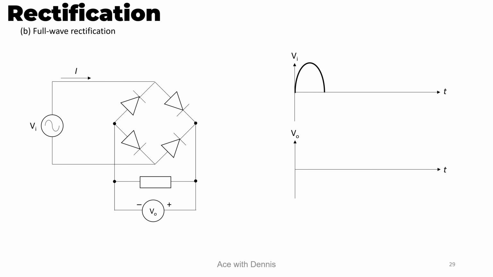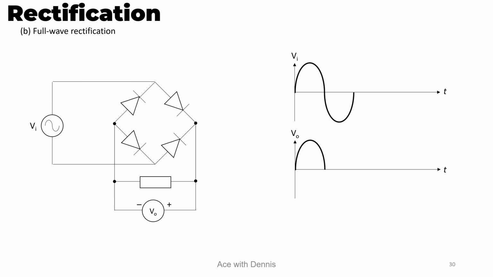So here's how the waveform looks like when the input voltage is in the positive cycle. So the current will flow through in this direction. First, pass through these diodes, and then flow through the load at this point and flow back to the input voltage. Hence, the output voltage will follow the input voltage.